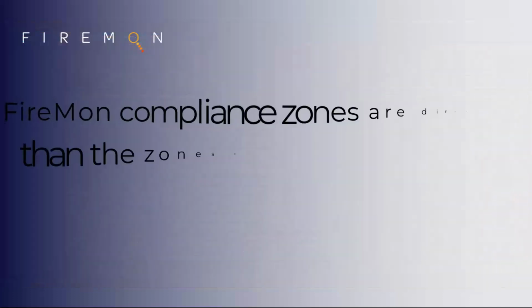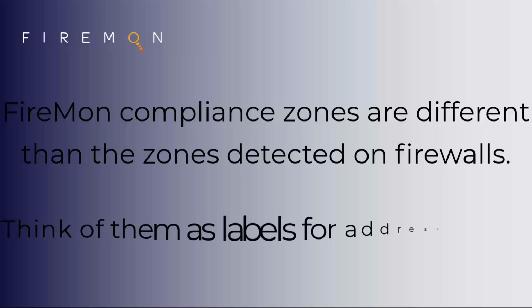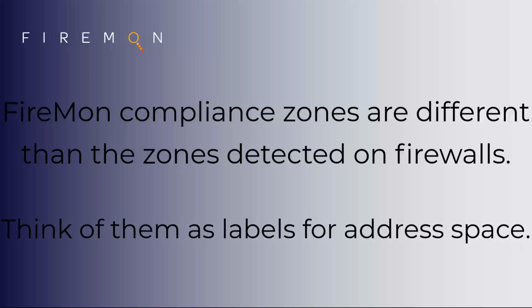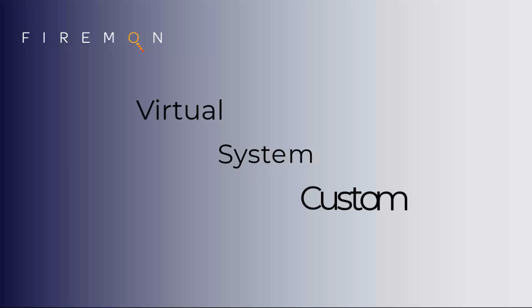To summarize, compliance zones within FireMon are different than the zones that are automatically detected and imported from firewalls. The compliance zones can be considered as labels for address space, which make control creation and rule searches easier for disparate subnets. The three types of zones are virtual, system, and custom, and depending on the reports we're running, we can find out which zones we need to have configured in FireMon.